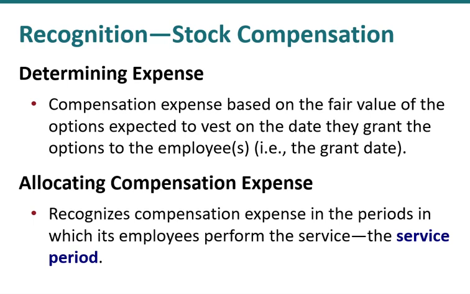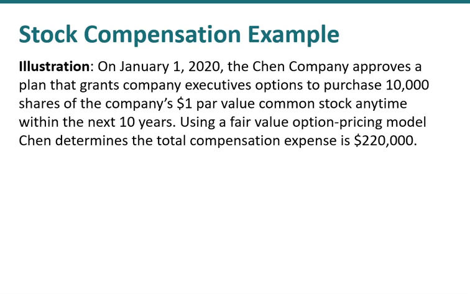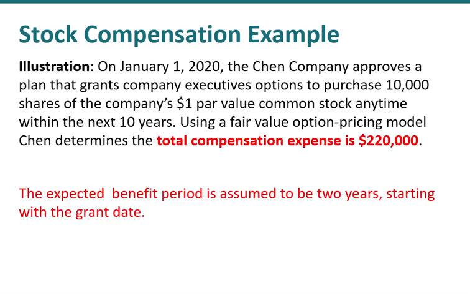Let's take a look at a quick example. We've got the Chin Company on January 1, 2020, approving a plan that grants company executives the option to purchase 10,000 shares of the company's $1 par value common stock anytime within the next 10 years. They've used a fair value option pricing model and determined that the value of the options on the grant date is $220,000. So that $220,000 is our compensation expense, and we're going to need to match it with future revenues. And we're assuming the benefit period is going to be 2 years starting with the grant date.